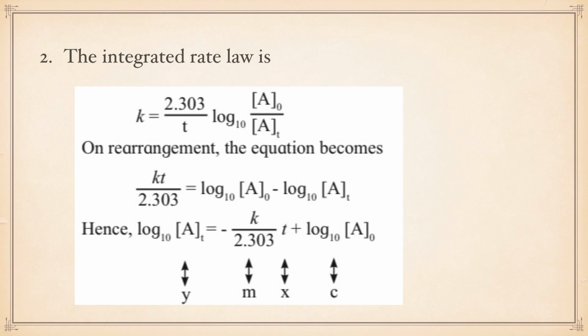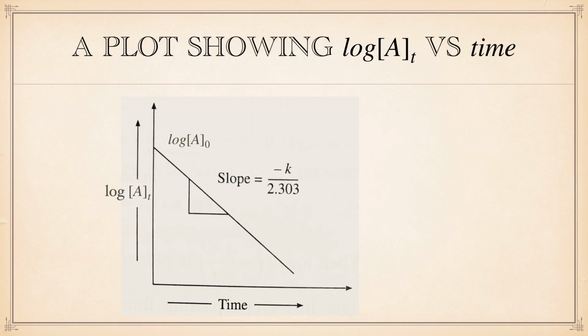So what will be the slope over here? Slope is equal to m, that is nothing but minus k/2.303. As you can see that it's a negative slope, the graph will be having an intercept but the line will go downwards. So now let's see the graph. We have plotted a graph of log [A]t versus time. Over here, as you can see, we have taken log10 [A]t on the y-axis, time on the x-axis.